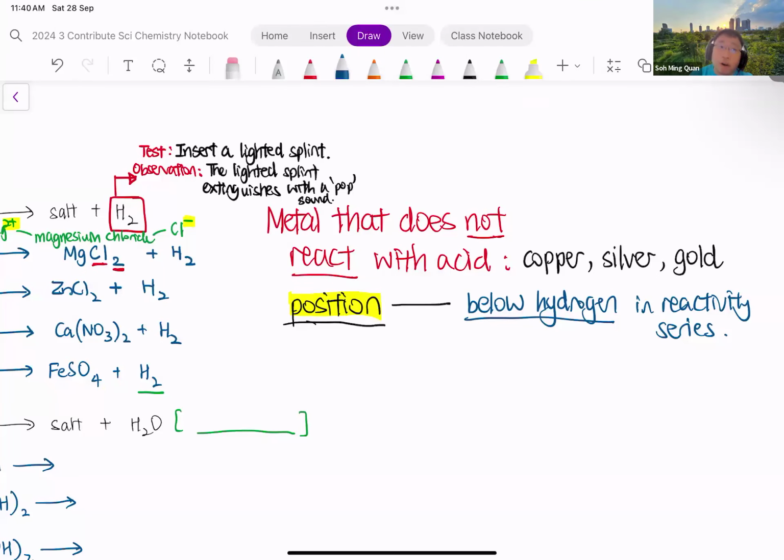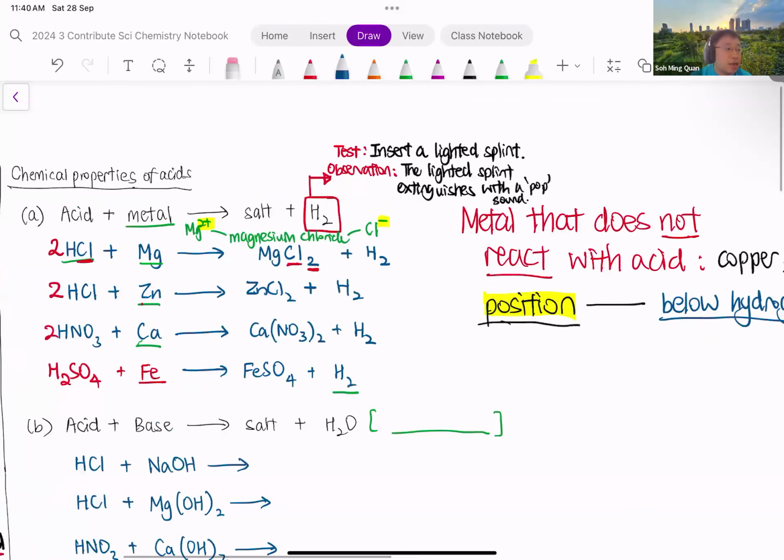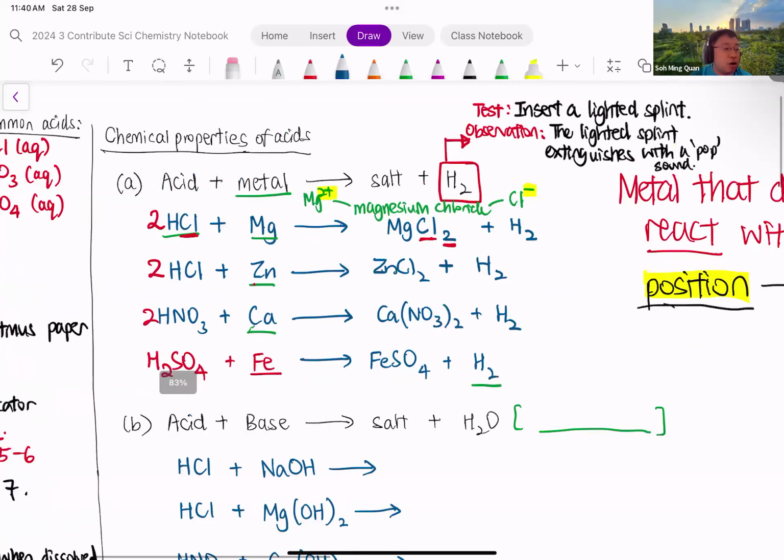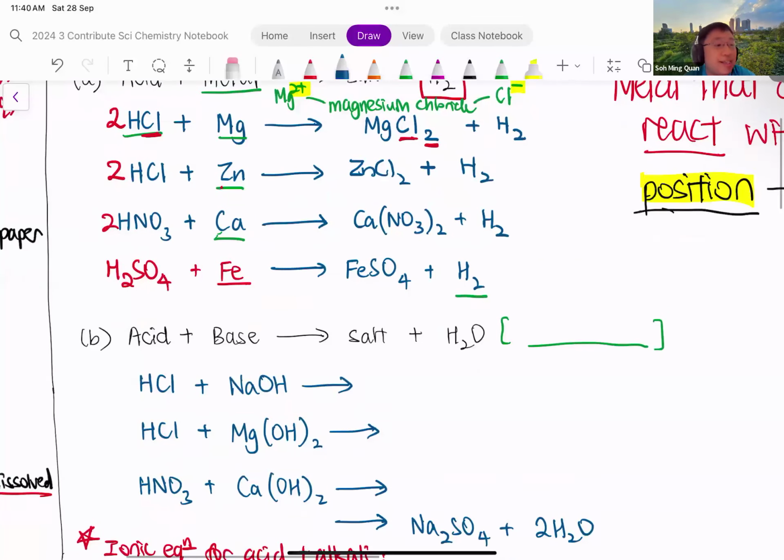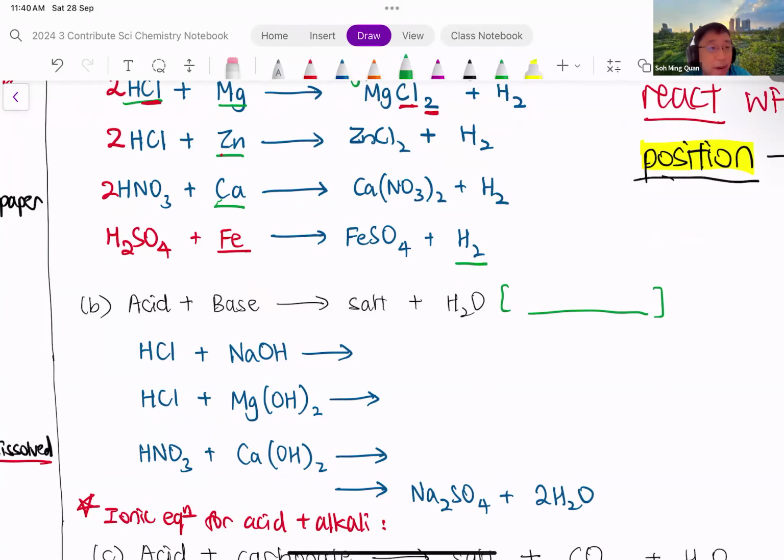So the next reaction we'll move on to is, of course, acid plus base. Now, acid plus base forms salt and water. Now, this reaction's name, acid plus base becoming salt and water, the reaction name or type is called neutralization.